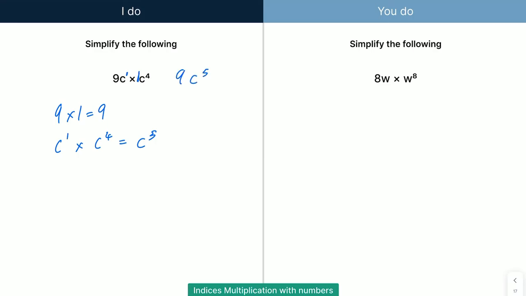And again, hopefully you press pause and had a go at this example here. So we have 8w to the power of 9.